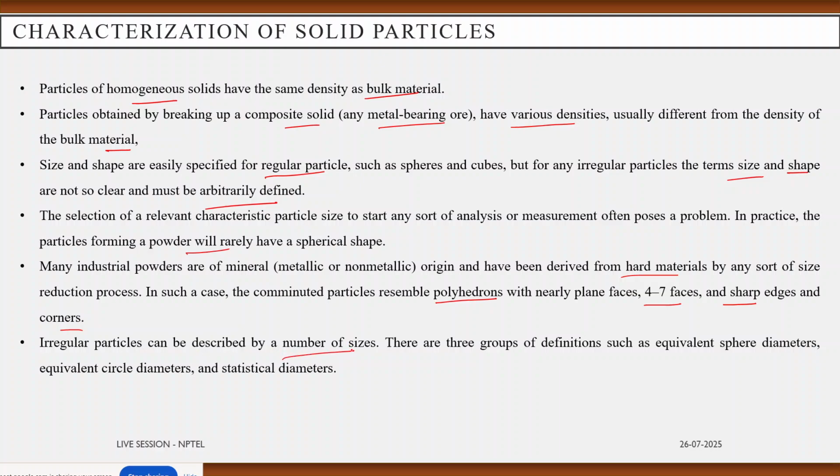So, we will discuss one by one. There are three groups of definitions for defining irregular shape particles. One is equivalent sphere diameter, one is equivalent circle diameter, and the last one is the statistical diameter.